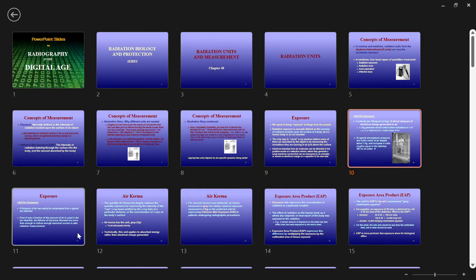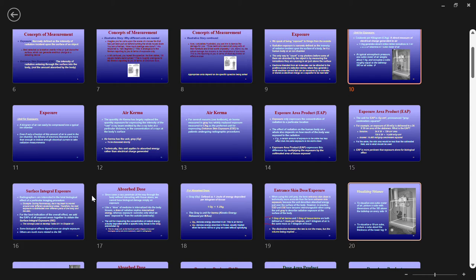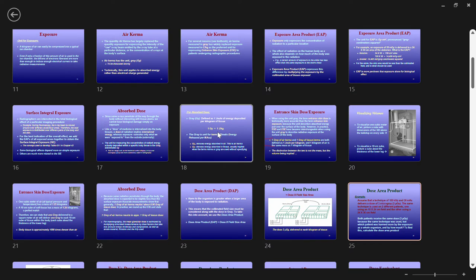Okay, so coulomb per kilogram is our unit for exposure. And then dose would be something else. Dose, we're going to get to it, but it's going to be a different unit. So they all have different units. Yes, well, yes and no.